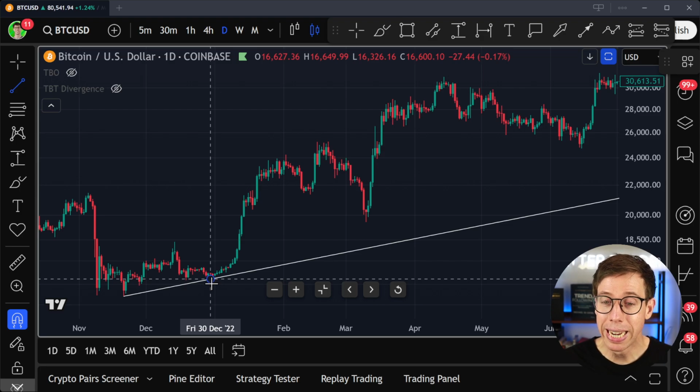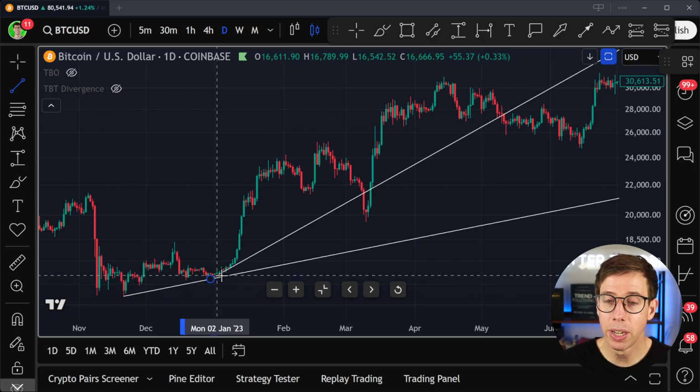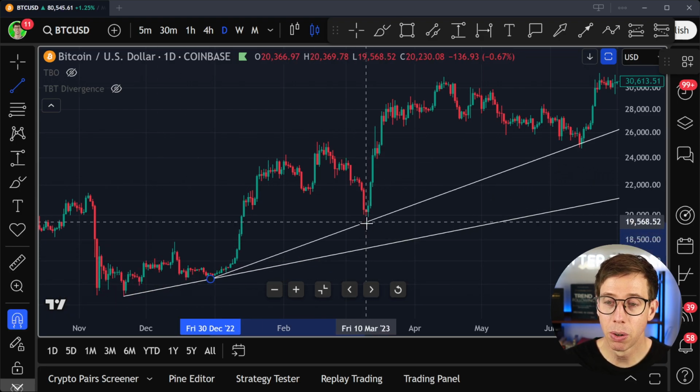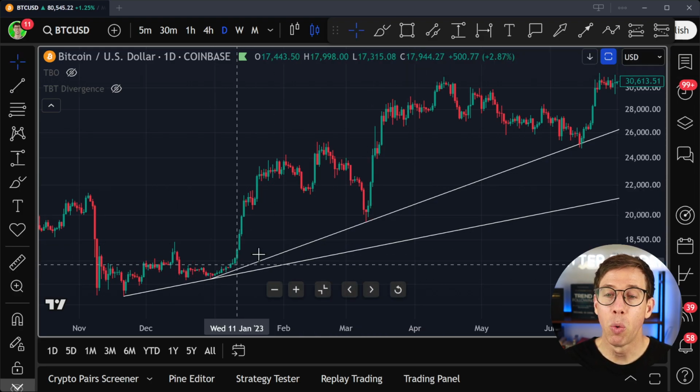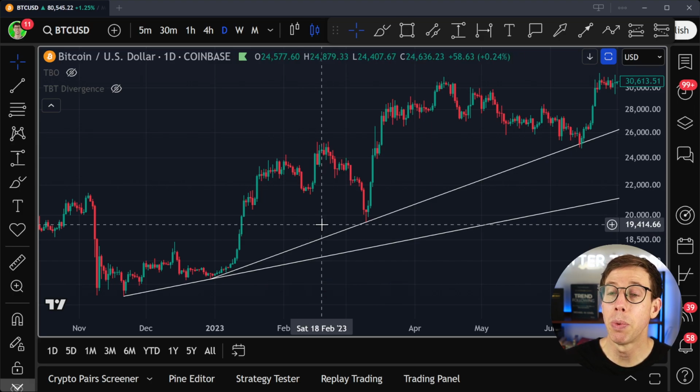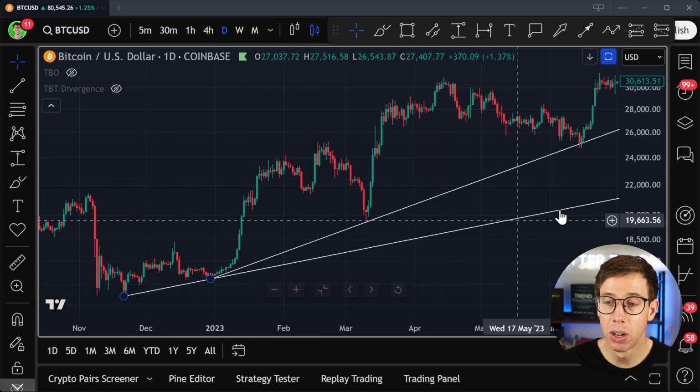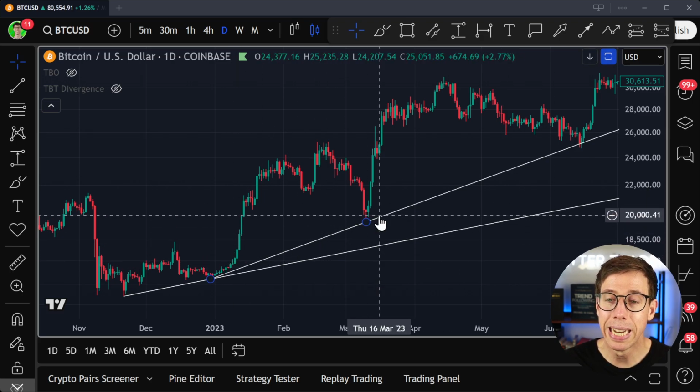I'm going to take that next connected low from here to here, and I'm going to press and hold Control, and I'm going to click on the next low. Now, what this does is it provides me with a fan. This is the long-term support line. This is the next level.